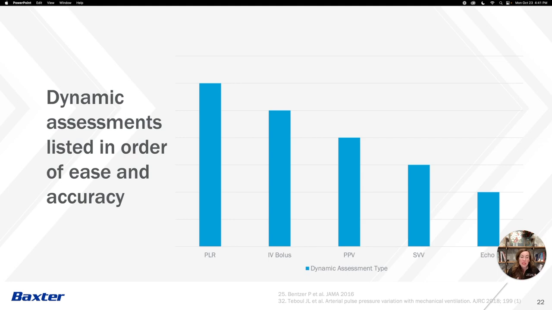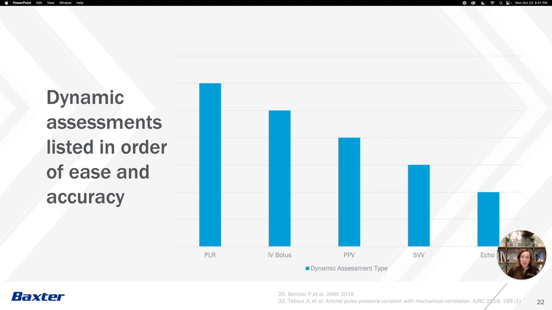For PPV and SVV, these are respiratory-based parameters that require the respiratory cycle, essentially, right? Just taking a big breath reminds us of this functionality of the heart-lung relationship. And in order for PPV and SVV to be accurate, very, very specific criteria have to be met. Now, PPV, technically, if you want to look up sensitivity and specificity, is more accurate than SVV because PPV is not a derived calculation. It's more direct.